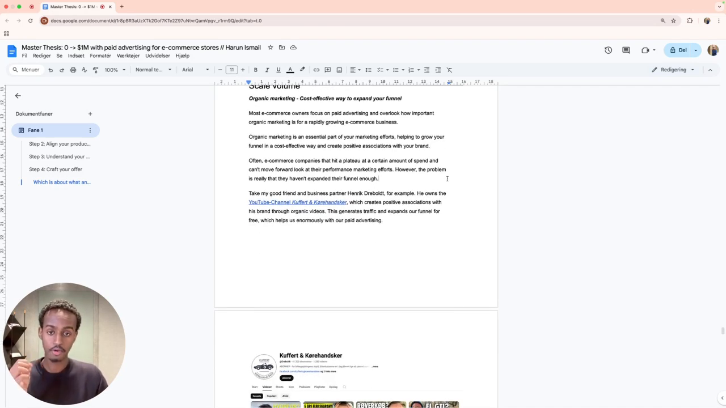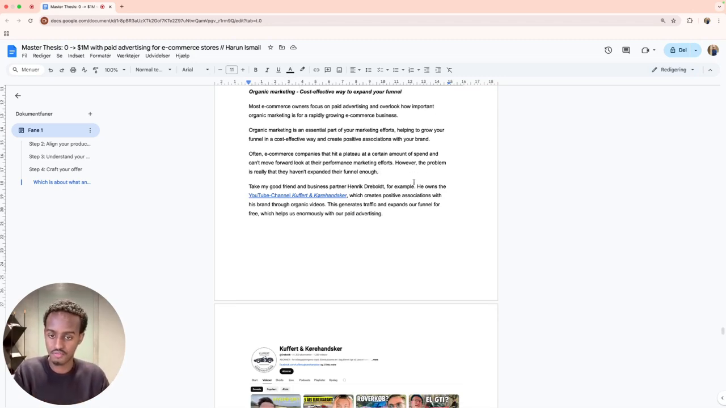Often, e-commerce companies hit a plateau at a certain level of spend and can't move forward, so they look at their performance marketing efforts, which is understandable. However, the problem is really that they haven't expanded their funnel enough.